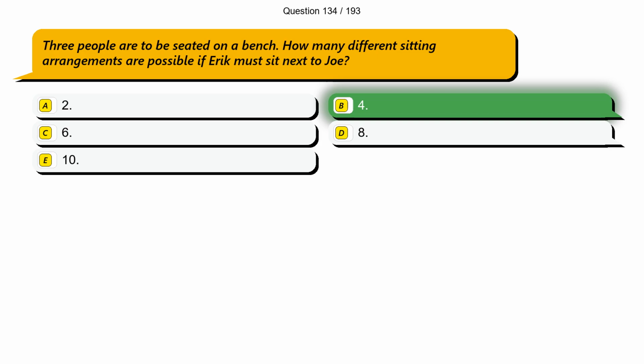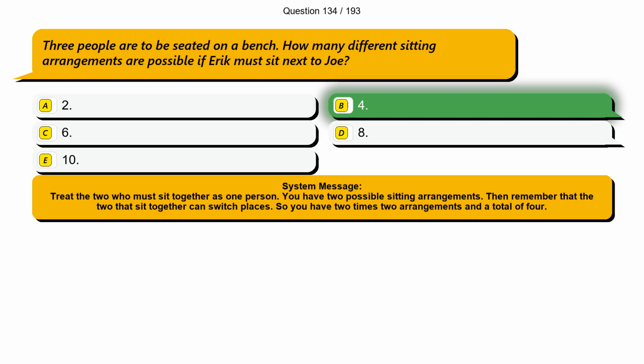The correct answer is option B, 4. Treat the 2 who must sit together as one person. You have 2 possible sitting arrangements. Then remember that the 2 that sit together can switch places. So you have 2 times 2 arrangements and a total of 4.